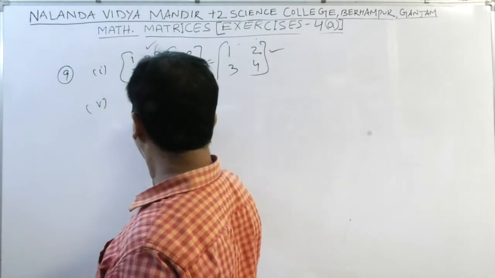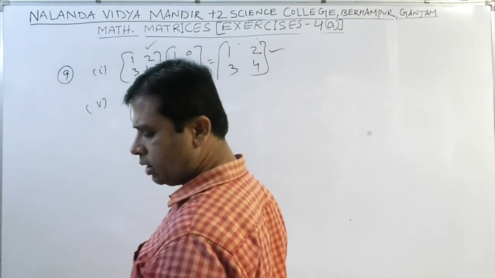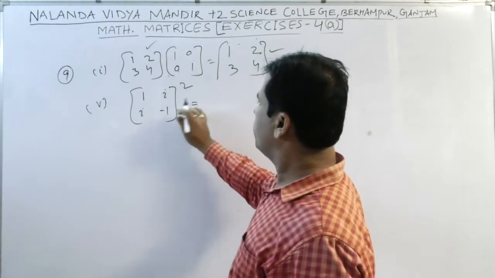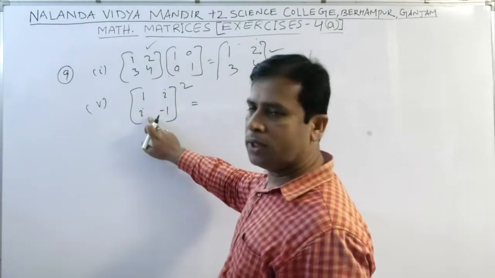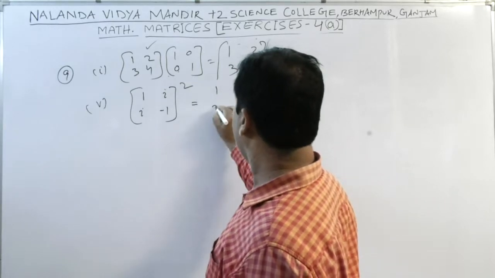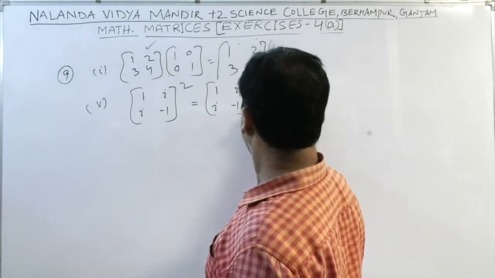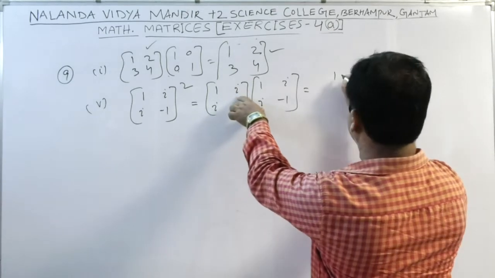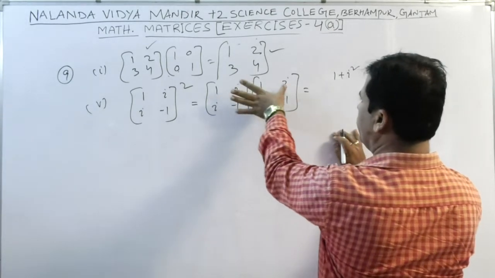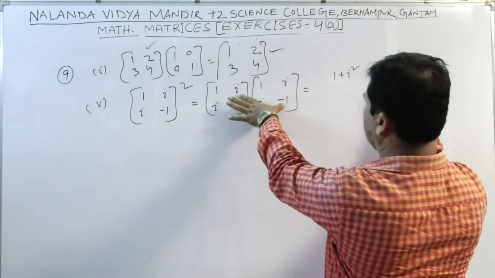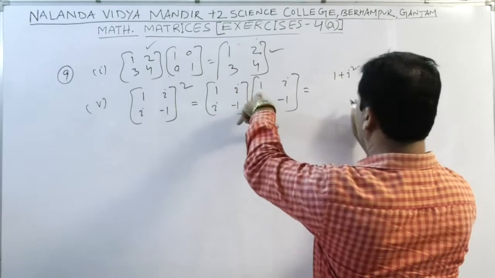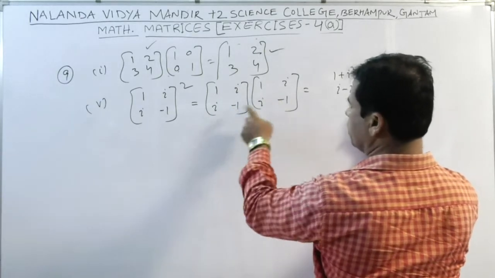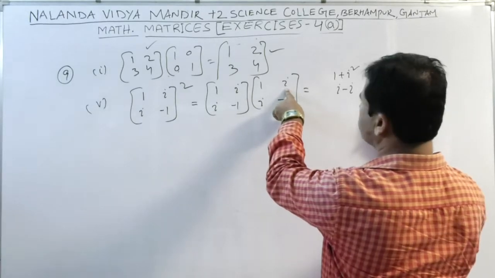[1, i; i, -1], and find the square. Let this be A, we can find A squared. A squared means this matrix multiplied two times, that is [1, i; i, -1] with [1, i; i, -1]. First row, first column: 1 into 1, 1, plus i into i, i squared. First row, second column: 1 into i, i, plus i into -1, minus i. Second row, first column: i into 1, i, minus i into i, minus i. Second row, second column: i into i, i squared, then minus 1 into minus 1, plus 1.